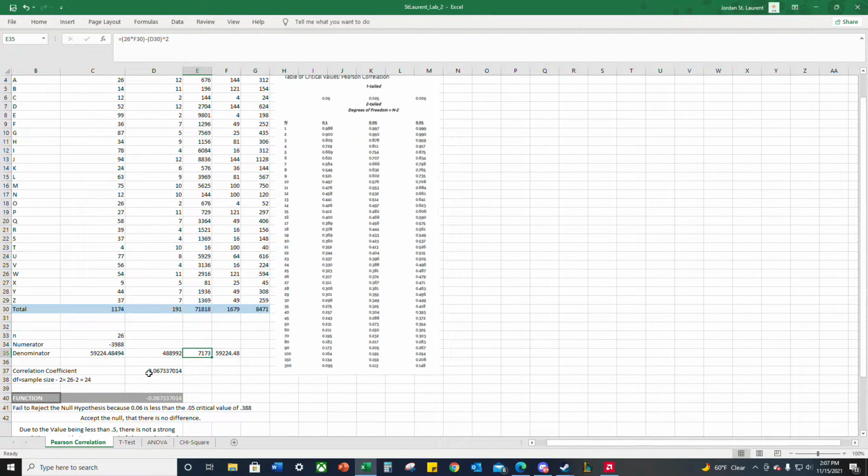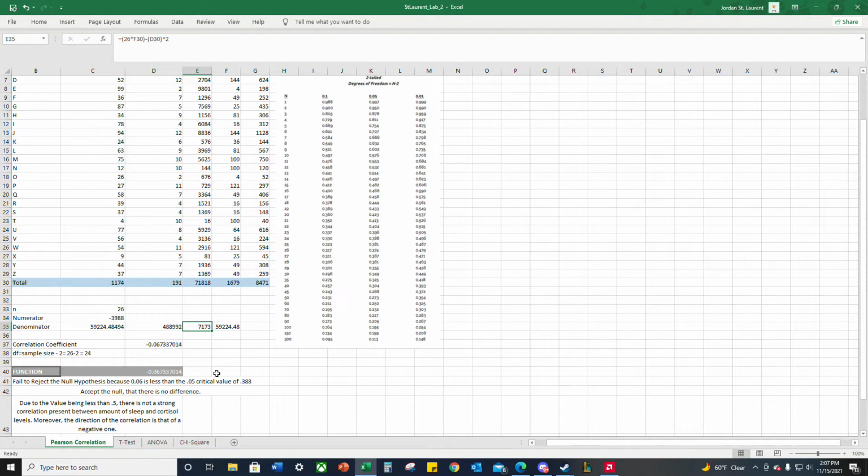And the correlation coefficient is simply dividing the numerator by the denominator, which gives me a value of negative 0.067, or 0.07 if we're rounding up. The correlation coefficient function basically comes to a similar resulting answer. And I will get into what that explains here in a second.